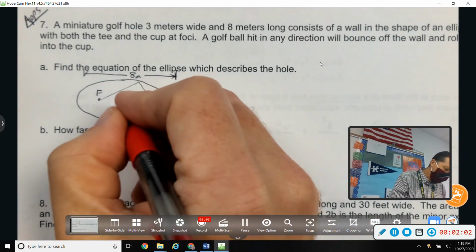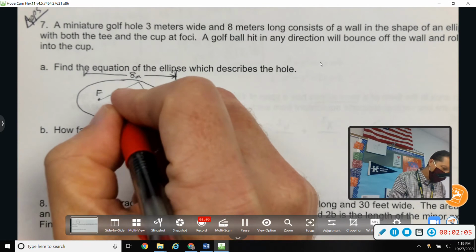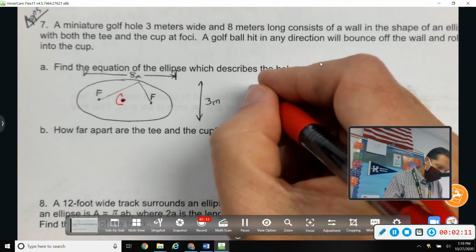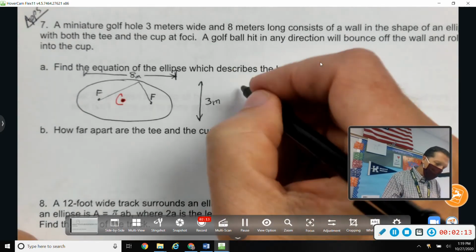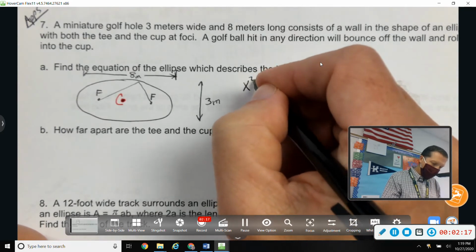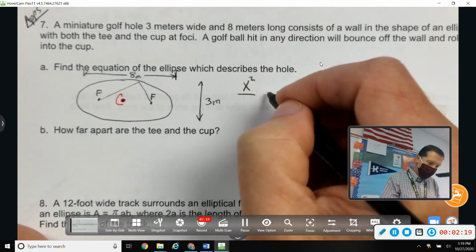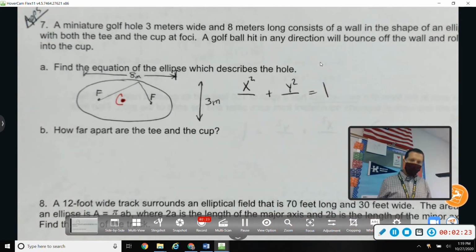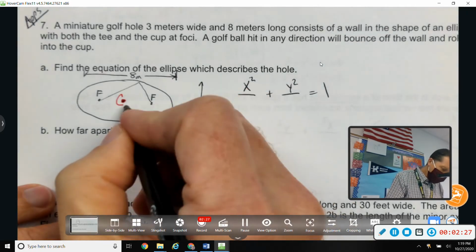All right, find the equation of the ellipse which describes the hole. Well, that's what we're supposed to do first anyway. So we'll put the origin of the graph at the center of the ellipse. That way we don't have to worry about x plus h and y minus k. So x squared over something plus y squared over something equals 1.